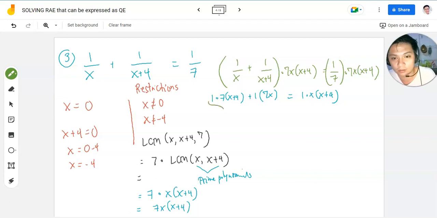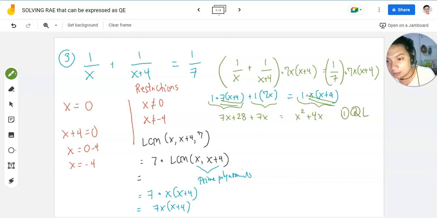Kasi this is just 1 times the quantity 7 multiplied by the quantity x plus 4. This will just be equal to this. So, what is 7 times the binomial x plus 4? It will be 7x plus 28. We distributed 7 to each term inside the parentheses by multiplication. And then for this one naman, it's 1 times 7x. Therefore, 7x lang yan. Equals, o dito din, this is just 1 times this. So, meaning the product will just be coming from this. So, x times quantity x plus 4 is x times x, x squared, plus x times 4, positive 4x. Ayan. So, at this point, we have derived the quadratic equation.